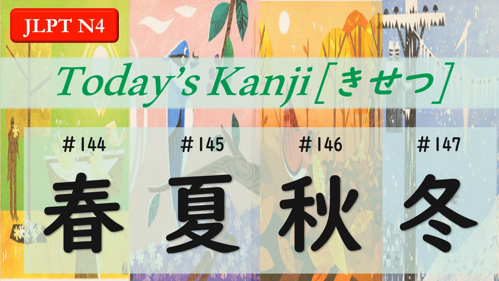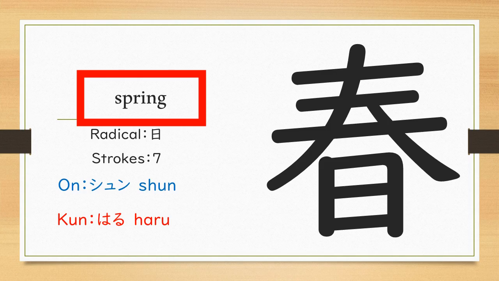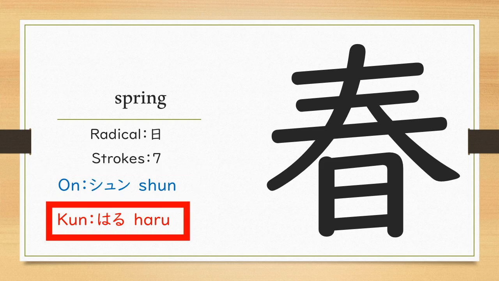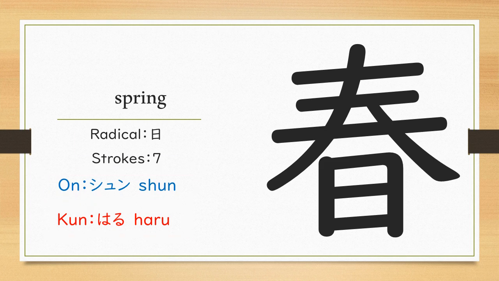These are today's kanjis. Today's theme is kisetsu, season. The meaning is spring. On is shun. Kun is haru. Radical is the sun, hi. Look at the kanji. When you write haru, make sure the fifth stroke starts in the middle horizontal line, not the bottom line.